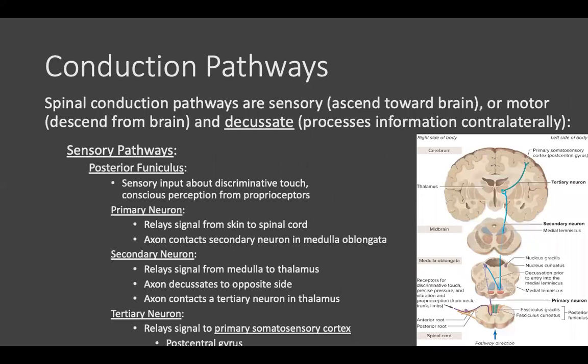So with that in mind, take a look at the posterior funiculus first. The funiculus on the posterior side is all sensory signaling. The idea is that it gives us all of our input about touch and perception of our body positioning through the proprioceptors. And we call this one specifically discriminative touch.